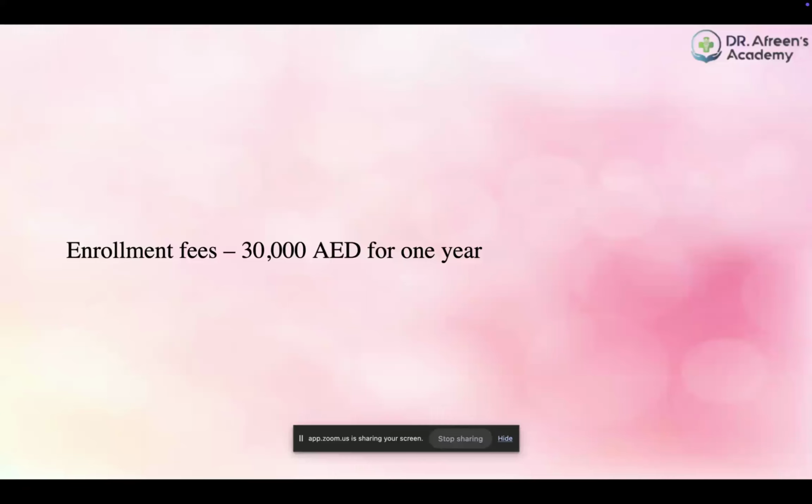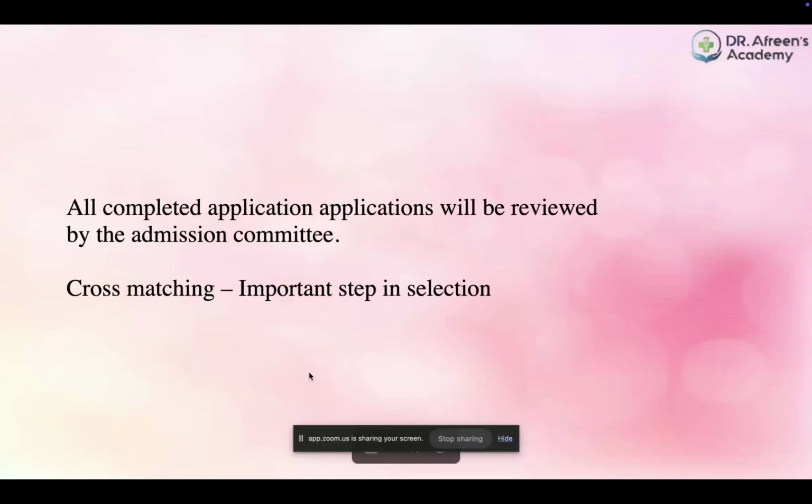There's no harm applying for all four health authorities, right? So that's about all the health authorities in a nutshell. And all the completed applications will be reviewed by the admission committee. So once the authority closes the application, this is what happens.